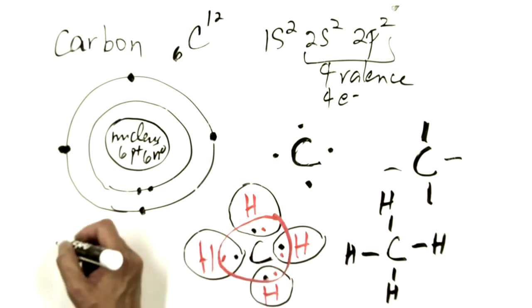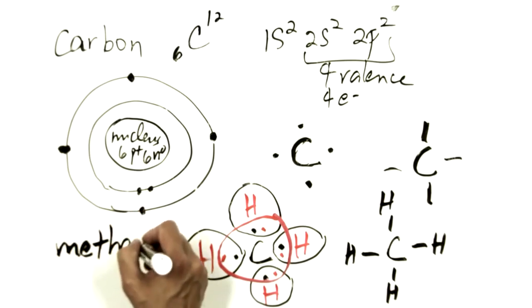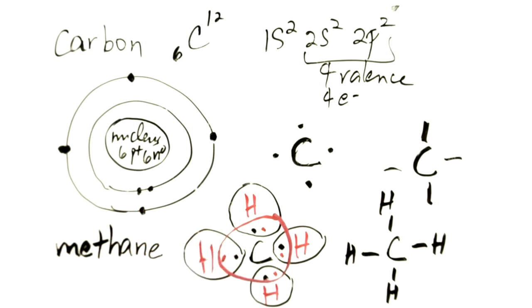And class, we call this compound, there's a name for it, we call it methane, right? So carbon plus 4 hydrogens, okay, and the formula for this will be CH4, okay? So CH4, methane, that's carbon sharing a pair of electrons with 4 hydrogen atoms. Okay, let's look at another example.